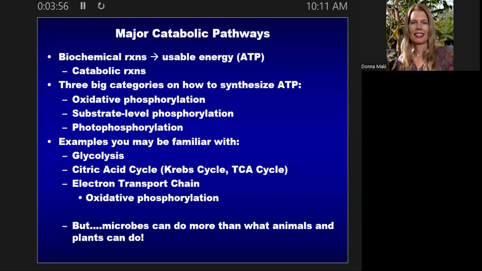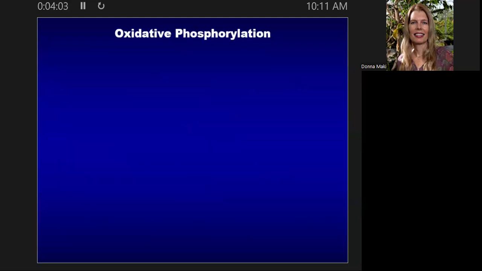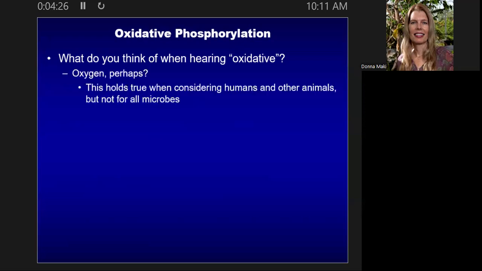So what I would like to do is first dispel a misconception that I'm hoping will clarify now that we're in the microbial world. When you think about the phrase oxidative phosphorylation, and you hear the word oxidative, what does that word remind you of? Oxygen, right? Totally get it. That's what I think of too. And it's fine when you're talking about humans, it's fine that you keep that thought. But we're not in a human class.